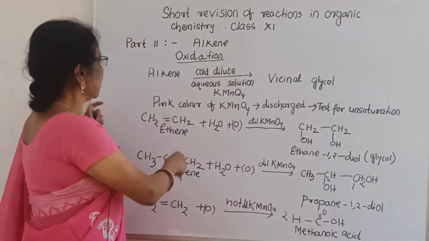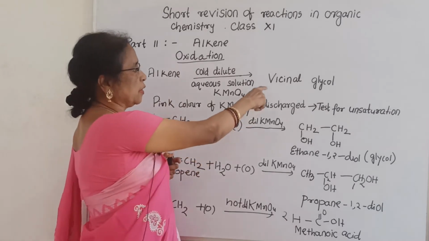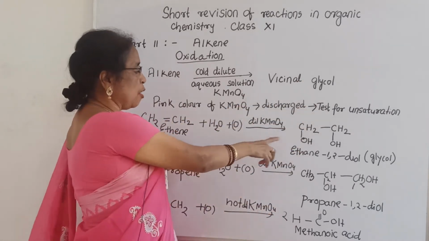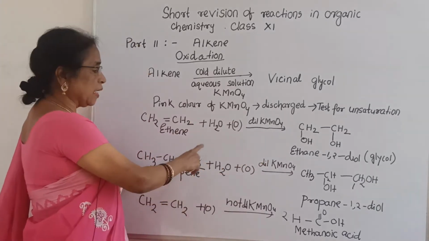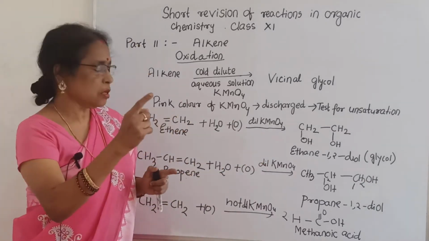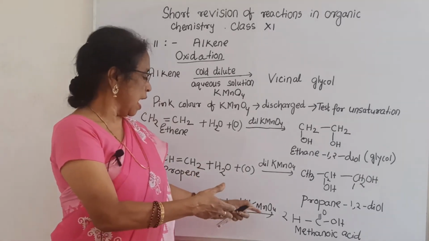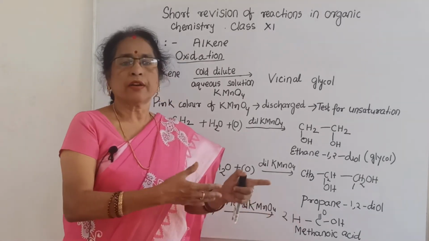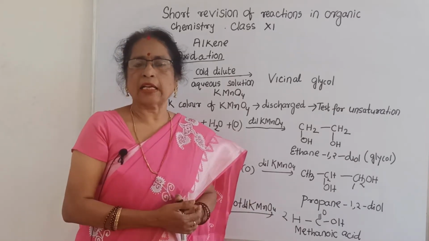Again see alkene, the condition is cold dilute KMnO4, it gives vicinal glycol, for example ethene gives ethane 1,2 diol, propene gives propane 1,2 diol. And here if you treat with hot KMnO4, then it gives methanoic acid. Since there are 2 carbons, 2 molecules of methanoic acid will form.